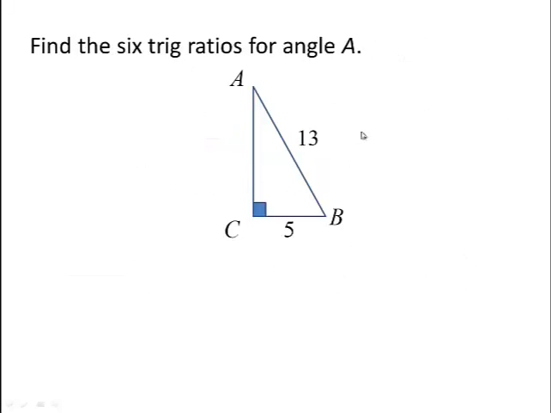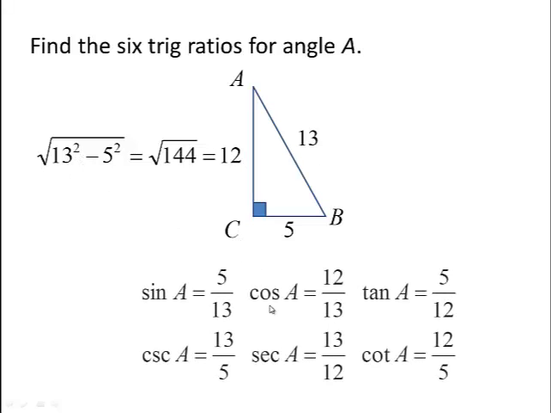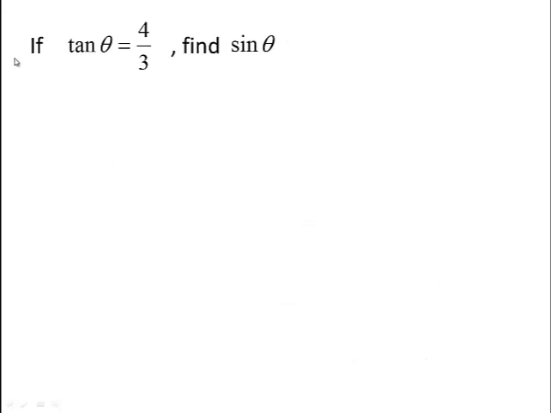Find all 6 trig functions. So using the Pythagorean theorem, we get 12 on this side. Because the hypotenuse is 13, we have to subtract. Then all the SOHCAHTOA relationships or ratios are down here. Sine is opposite over hypotenuse. Cosine is adjacent over hypotenuse, and tangent's opposite over adjacent. And then take the reciprocals for the reciprocal identities.